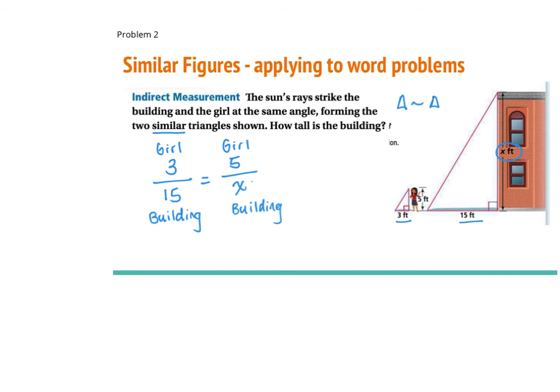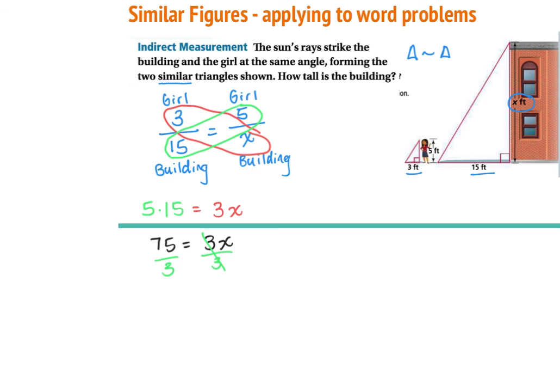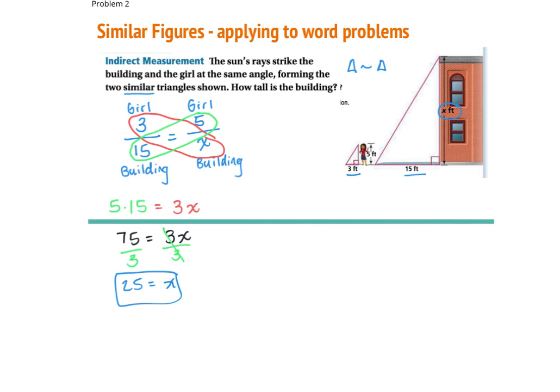All we need to do at this point is cross multiply. So we do 3 times X, and then 5 times 15, and we get 5 times 15 equals 3x. 5 times 15 gives us 75 equals 3x. We can divide both sides by 3 so that it leaves x alone, and dividing 75 by 3 gives us 25 equals x. So, how tall is the building? The building is 25 feet tall.